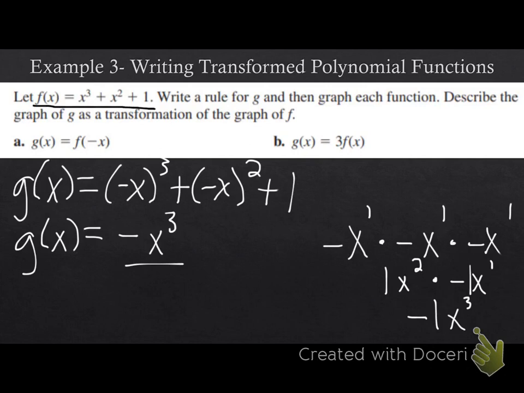So I have negative x times negative x. Anyone tell me what that would give me? X squared. Yeah. And I have my plus 1. Is that as far as I can simplify it?